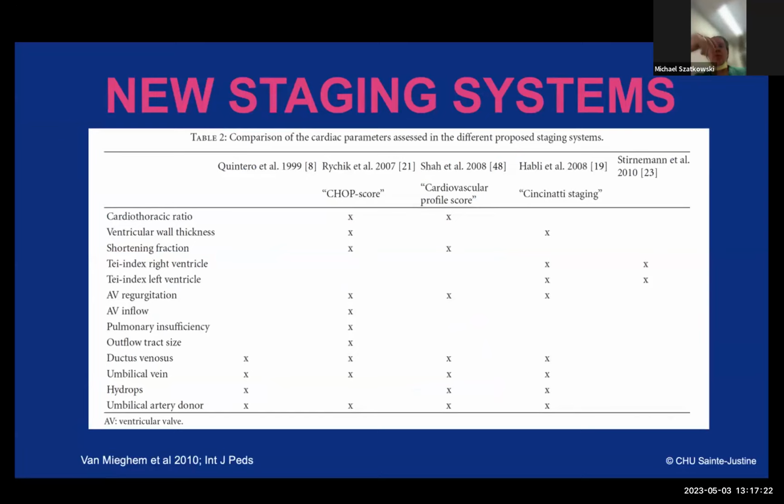In an effort to better predict the cardiovascular evolution of TTTS twins, some authors developed new staging systems. For example, the CHOP score, which incorporates parameters of diastolic dysfunction in the recipient twin with the evaluation of 12 variables, but it takes 35 to 45 minutes. So it's not really feasible in routine clinical practice. Another one, the Cincinnati staging system, used the Tei index of both ventricles for the donor and the recipient.